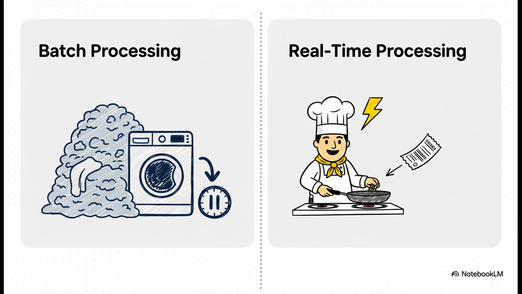To make this crystal clear, just think about it like this. Batch processing, that's like doing your laundry. You don't wash one shirt at a time, right? No, you wait, you collect a whole pile, and you wash it all together. It's efficient, but there's a delay. Now, real-time processing is like a chef in a restaurant. When you order your food, the chef starts cooking right away. There's no waiting for other orders to pile up. It's all about that immediate response.